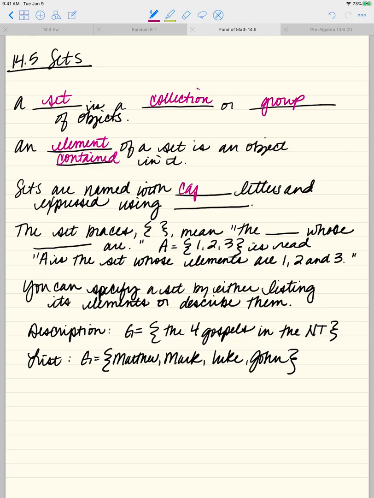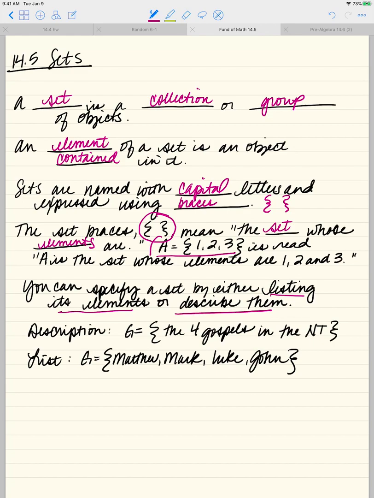Sets are named with capital letters and expressed using braces, which are not like parentheses. They're the ones that look like this. And it's okay if you can't do them perfectly, just do your best, okay? The set braces mean the set whose elements are. So I would read this right here as set A, or A is the set whose elements are 1, 2, and 3.